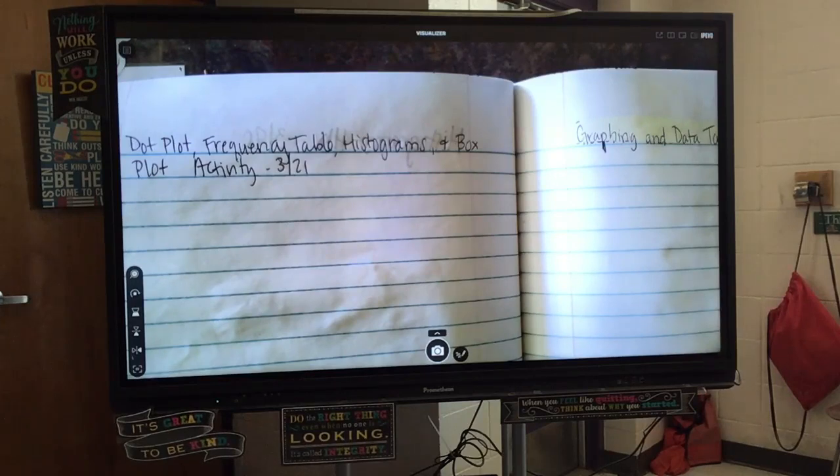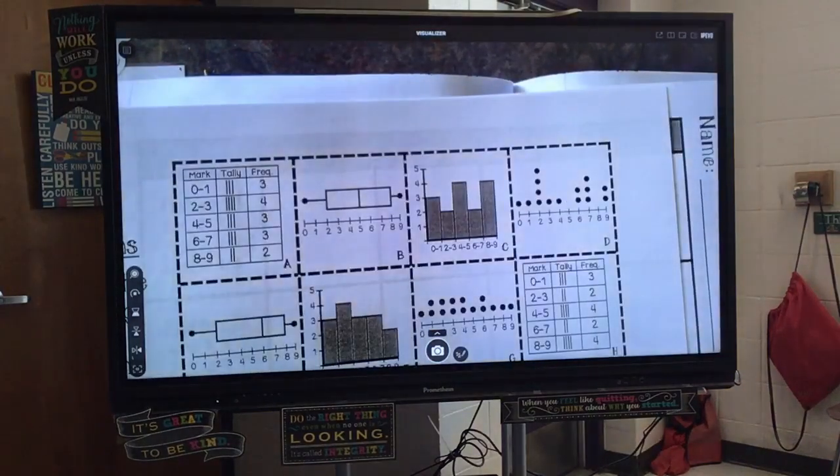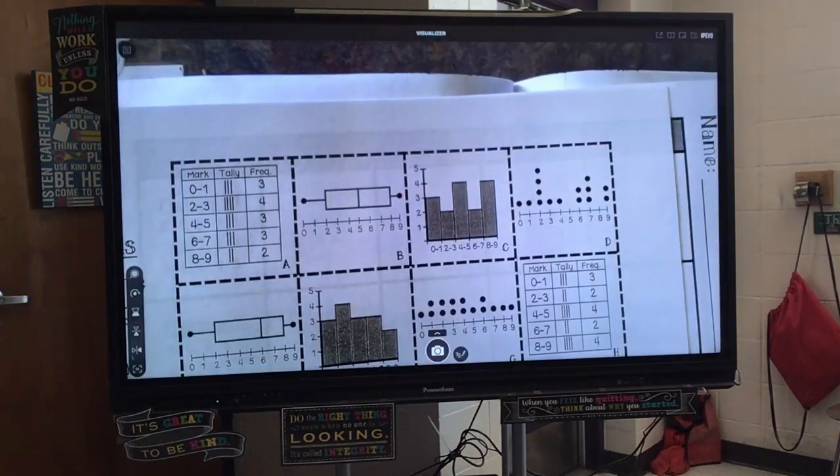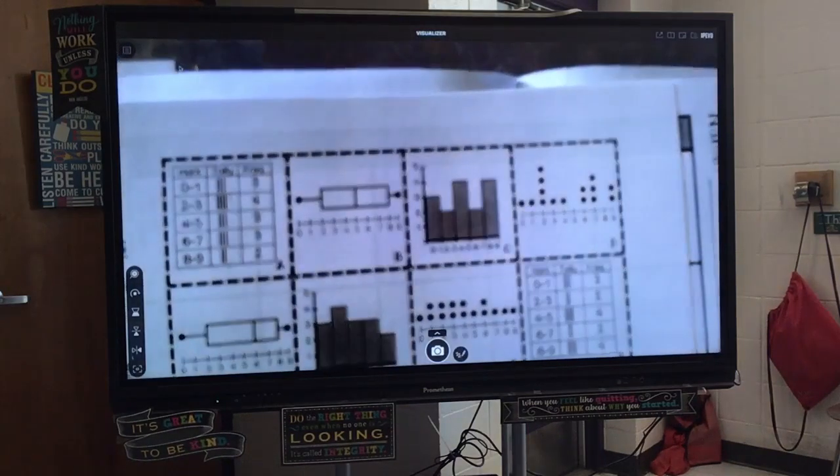What kind of graphs do you notice? Raise your hand. What kind of graphs do you notice on your second page? Ace, what is one? A dot plot. Okay, so you have a dot plot. That was one of the very first things that we covered. What else do you guys notice? Box plot. All right, what else do we notice, Jackson?